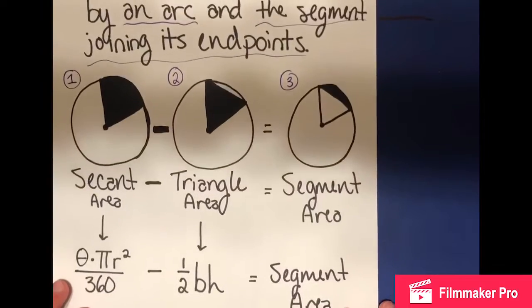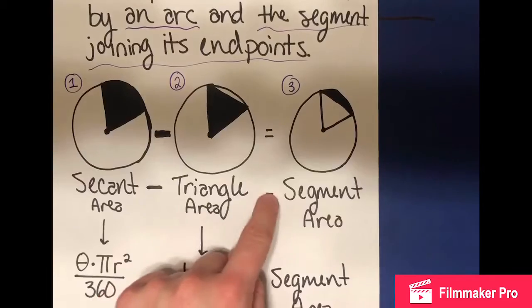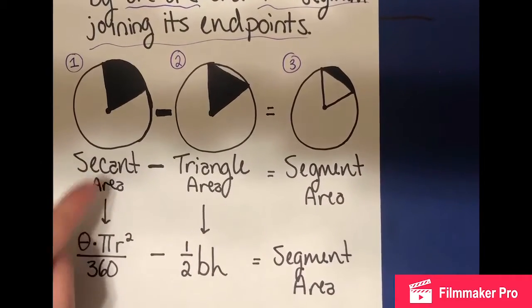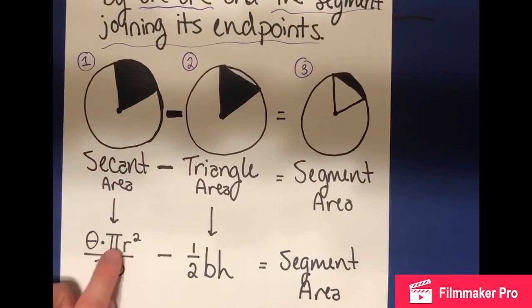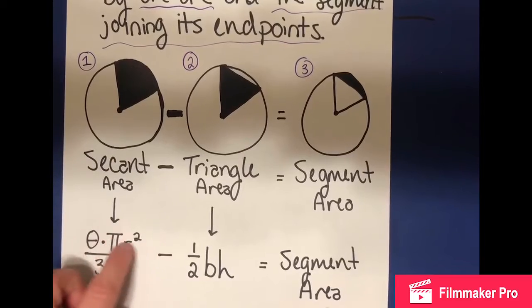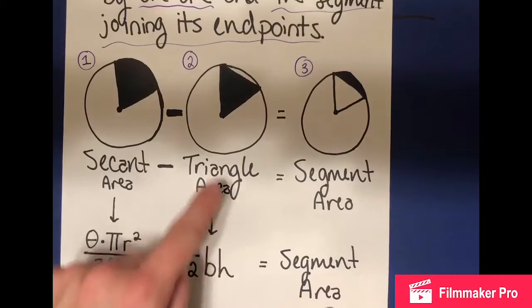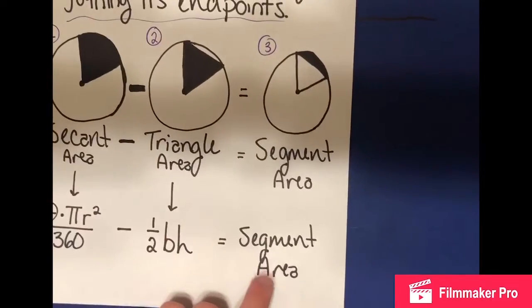So that's pretty much the formula for it. It's secant area minus triangle area is equal to segment area. A little bit of a breakdown of those formulas. Secant area, we know this is the area one, which is why we're doing theta times pi r squared, because that's the formula for area, divided by 360. Triangle area, we're back to just a basic area formula. Area is equal to 1/2 base times height. That's going to be equal to the segment area.